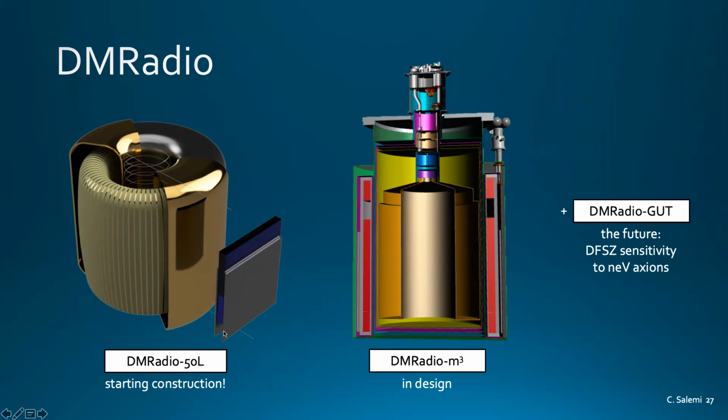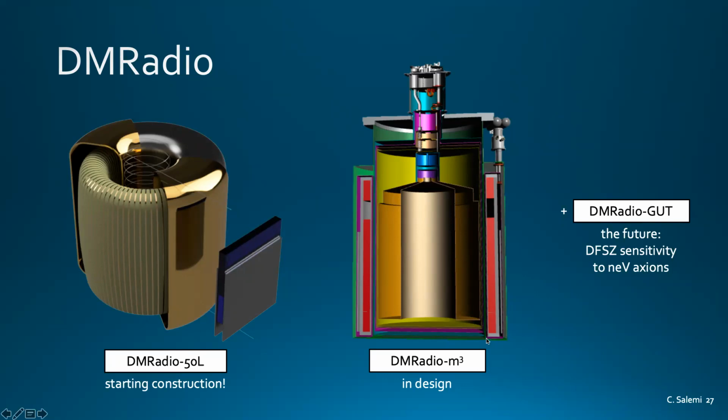The following generation will be DMRadio meter cubed. Meter cubed is currently funded for a design study through the DOE Dark Matter New Initiatives program. And so we've been hard at work getting this design working. And you'll notice that this is actually very different looking from both Abra and the 50 liter experiment. The red right here is actually the magnet. So it's a solenoid design instead of a toroid.